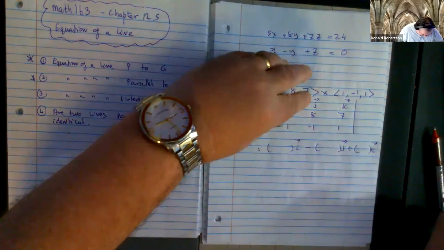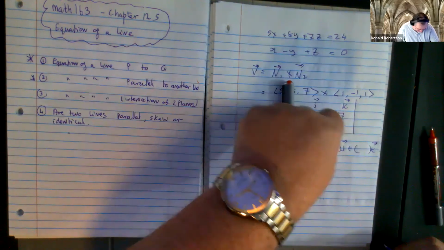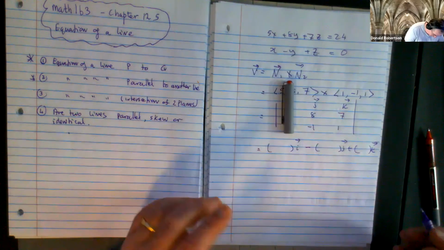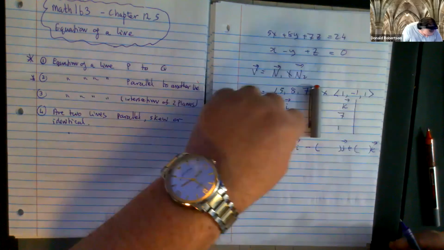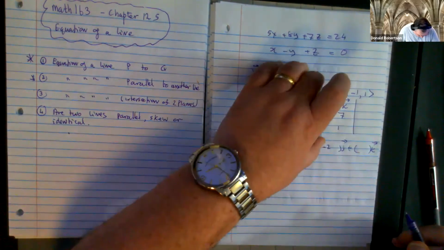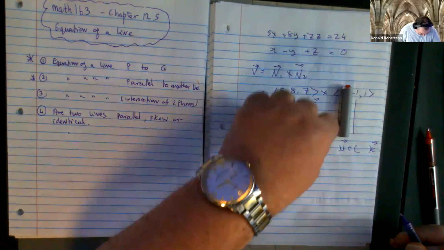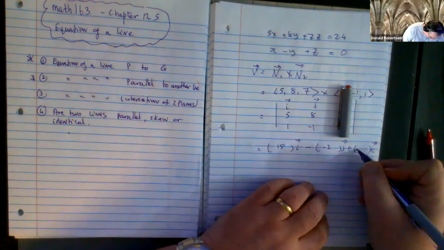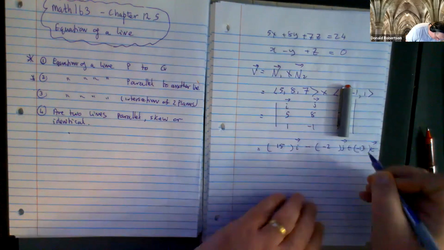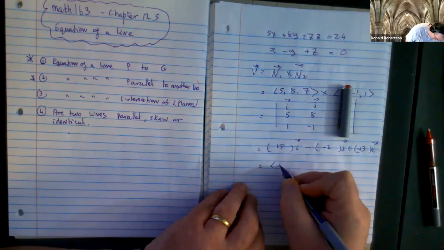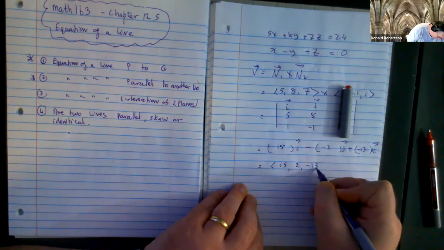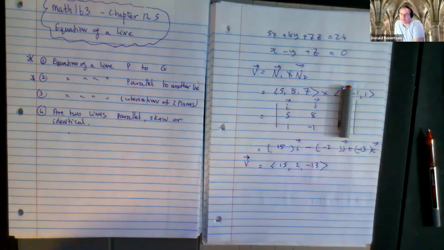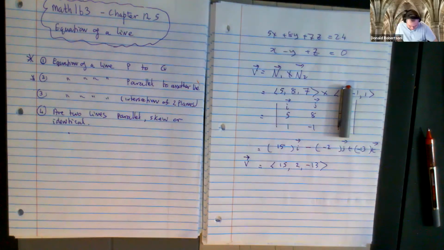All right, cover that guy up. 8 take away -7 adds to 15. Middle one, 5 take away 7, -2. End one, -5 take away 8, -13. We have our direction vector. So far, so good. Right.